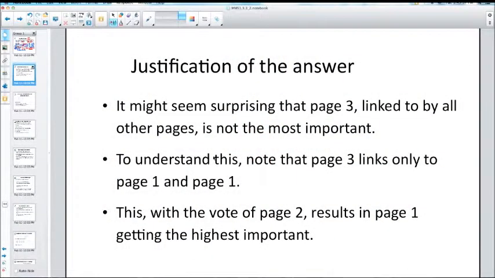It is not quite a real surprise, as I explained, because the third page gives all its vote, 100%, to the first page. So the first page now is ranking number 1 simply because page 3 gives all to the first page.